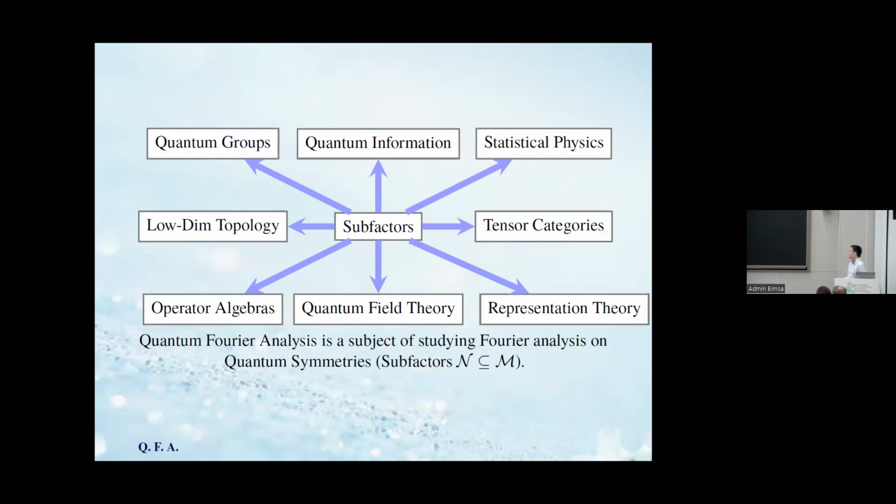So our main interest will be subfactors. Subfactor theory was developed by Jones around the 1980s. It connects a lot of fields like quantum groups, quantum information, statistical physics, low-dimensional quantum topology, especially knot theory, tensor categories, operator algebras, quantum field theory, and representation theory. So when we say quantum Fourier analysis here, it is the subject of studying Fourier analysis on quantum symmetry. Actually, we are mostly interested in subfactors now.